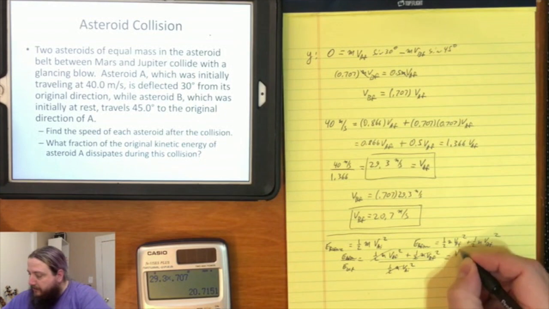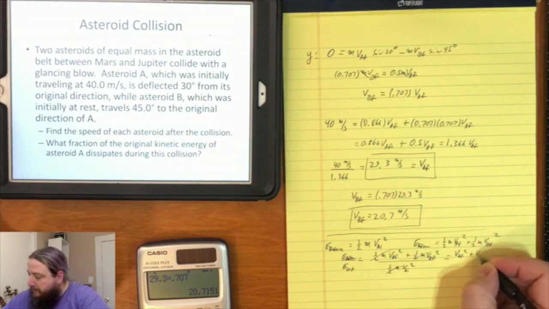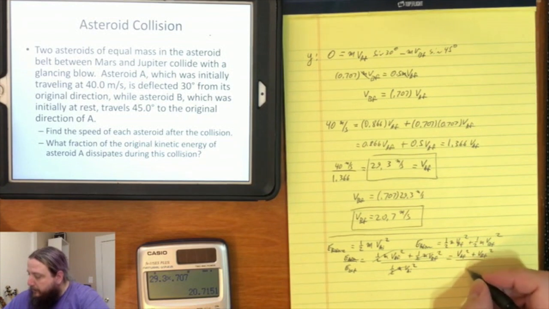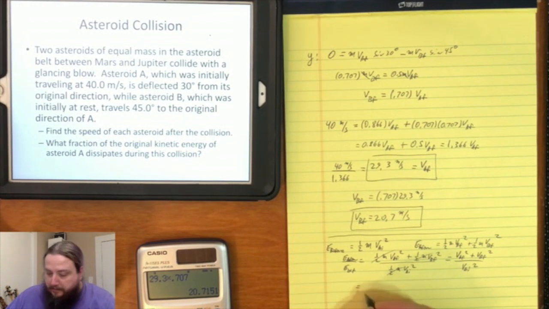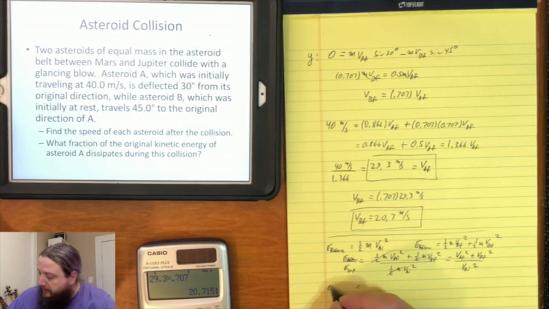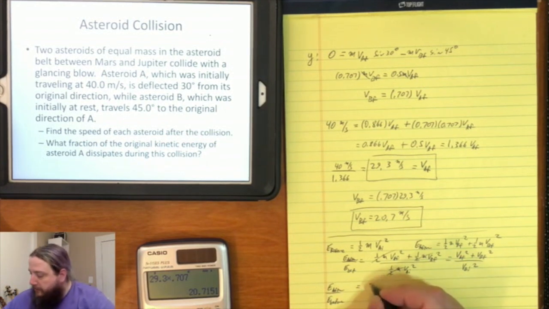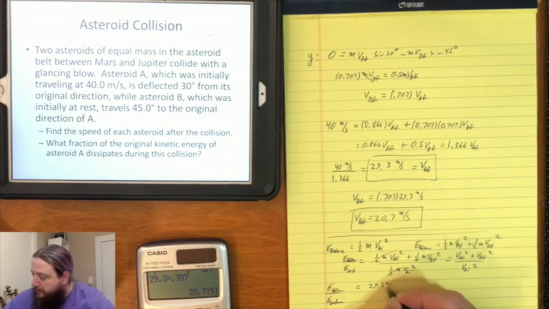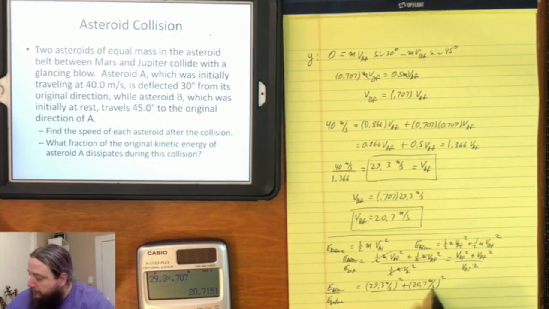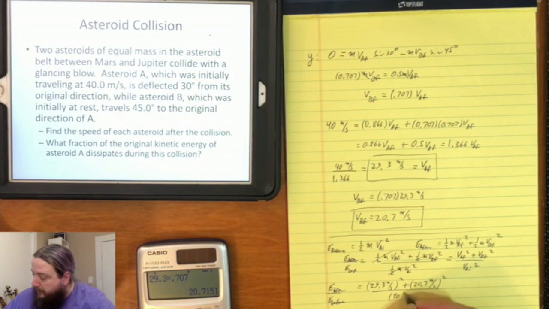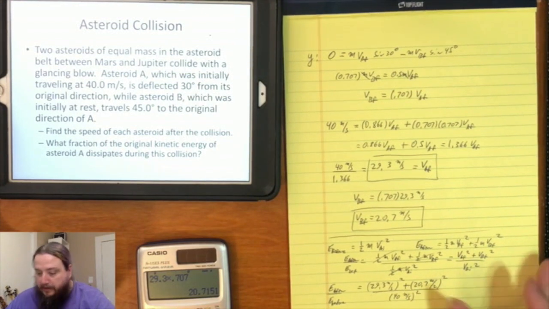So this is just VA final squared plus VB final squared over VA initial squared. So that's going to be our energy after over energy before: 29.3 meters per second squared plus 20.7 meters per second squared over 40 meters per second squared.